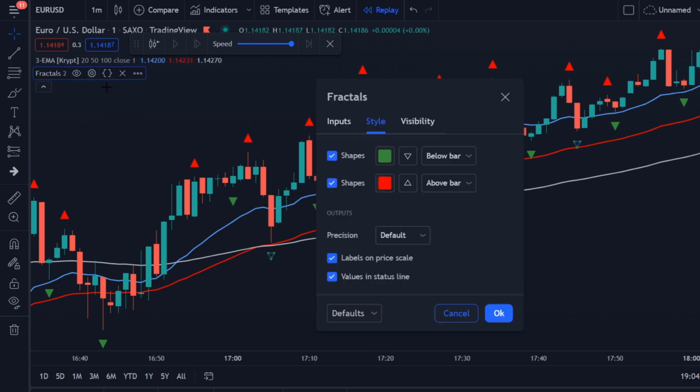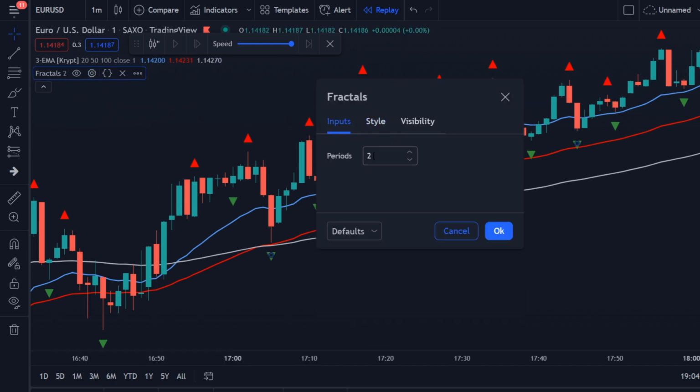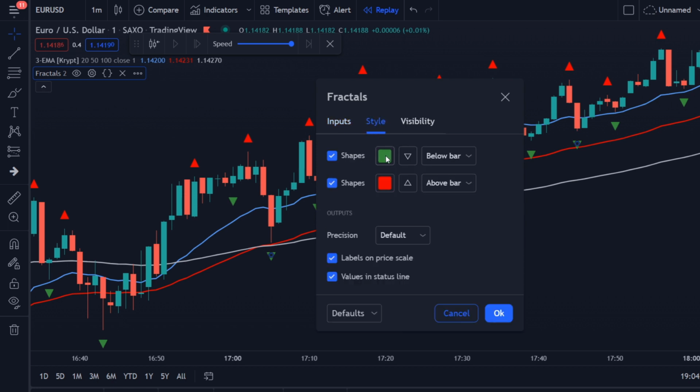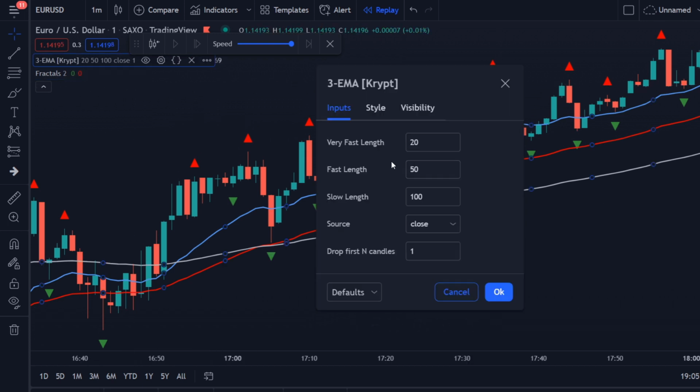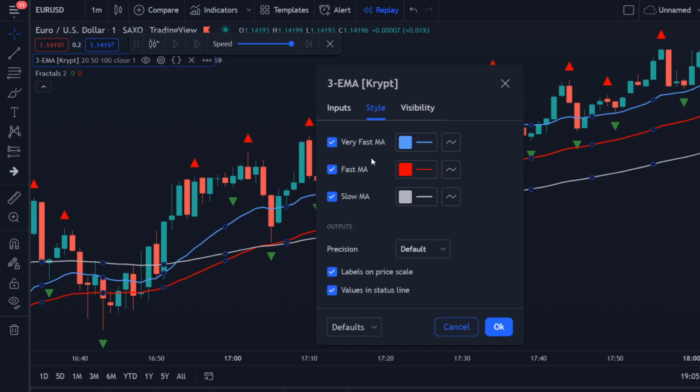Alright, so make sure to use the default settings for the fractals indicator, set it to 2, and also change the color. So make this green and make this red. So the below bar is green and the above bar is red. Then make sure to use the 20, the 50 and the 100 exponential moving averages, and also just play around with the colors. I use blue, red and gray.